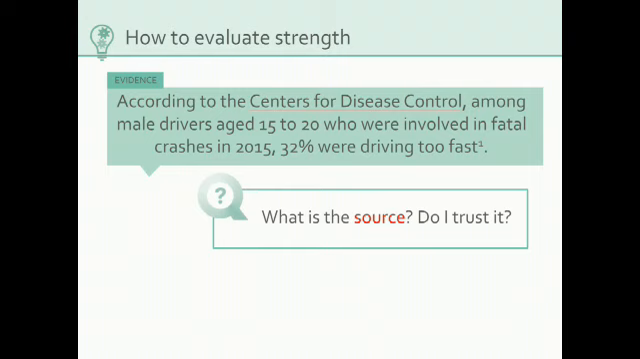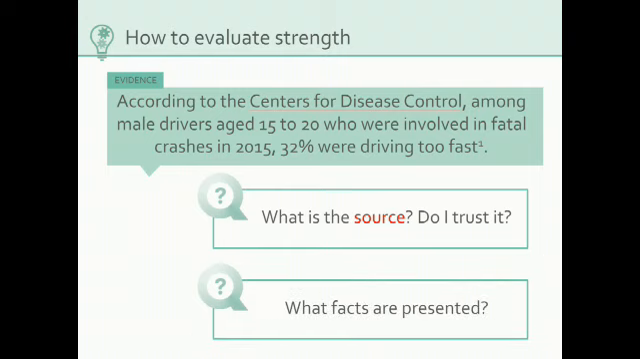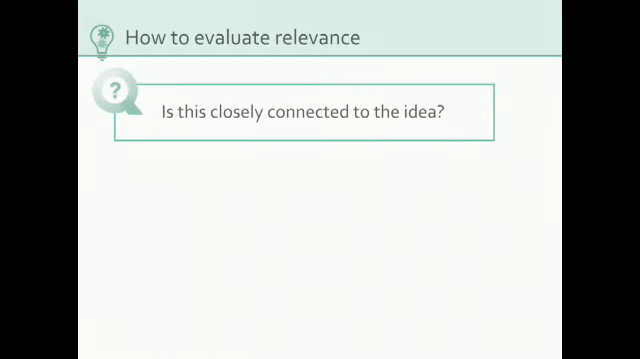Then ask, what are the facts presented? In this case, the speaker tells you the ages of the drivers, the year, and the percentage of people that were driving too fast. If necessary, you could go online to investigate these details and make sure they are true. How do you evaluate the relevance of evidence? To evaluate the relevance, you need to ask, is this closely connected to the idea the speaker is talking about? Even if the evidence is specific and clear, it still needs to be very connected to the topic.